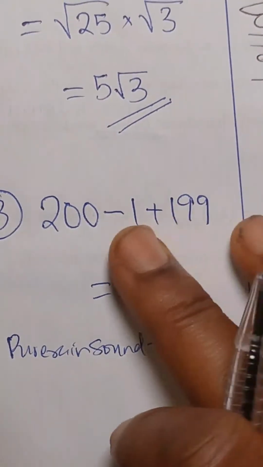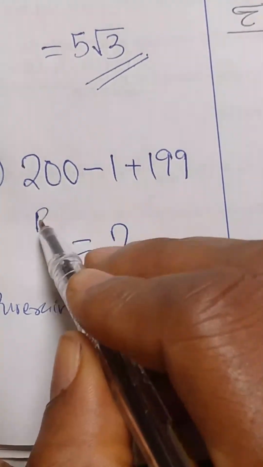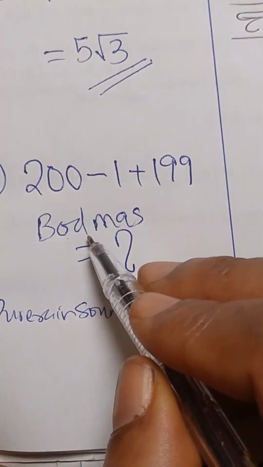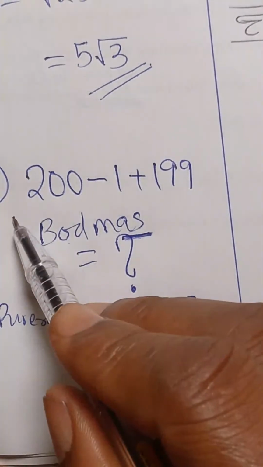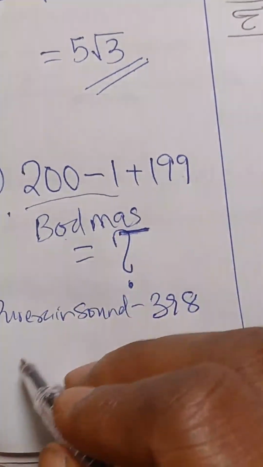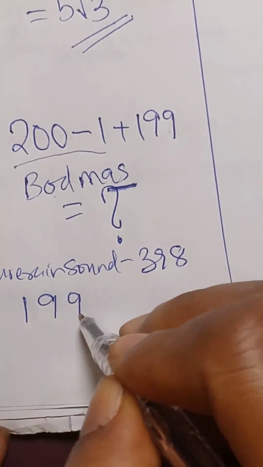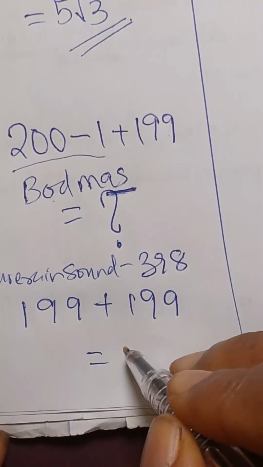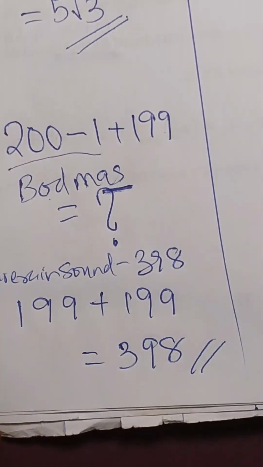So let me solve it. When you have something like this, you apply BODMAS. Let me write it here. BODMAS. There's no bracket, no order, no division, no multiplication, but we have addition and subtraction. So what do we do? We apply the one that comes first from left to right. Here, subtraction came first, so we subtract first before we add. 200 minus 1 will give us 199, then plus 199. So 199 plus 199 is 398. And so that is the answer to the question.